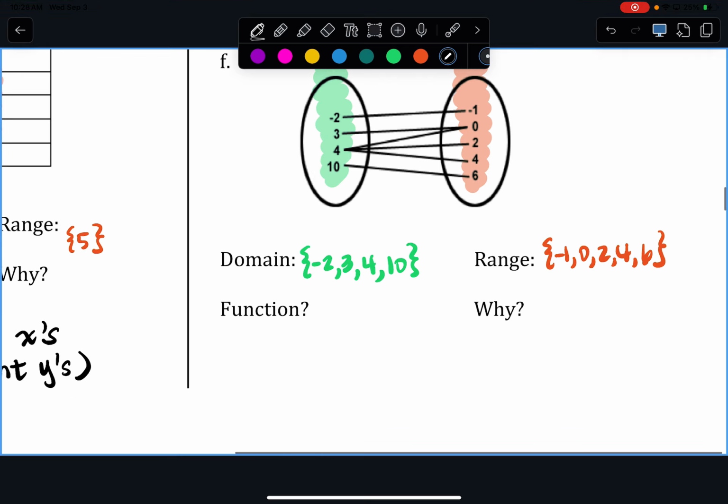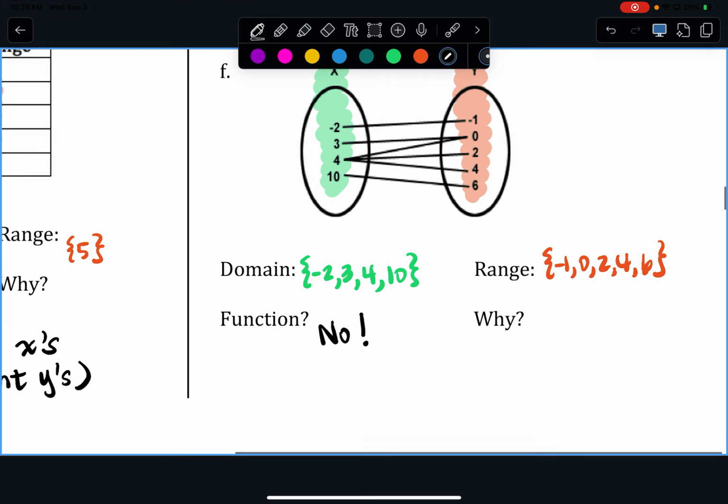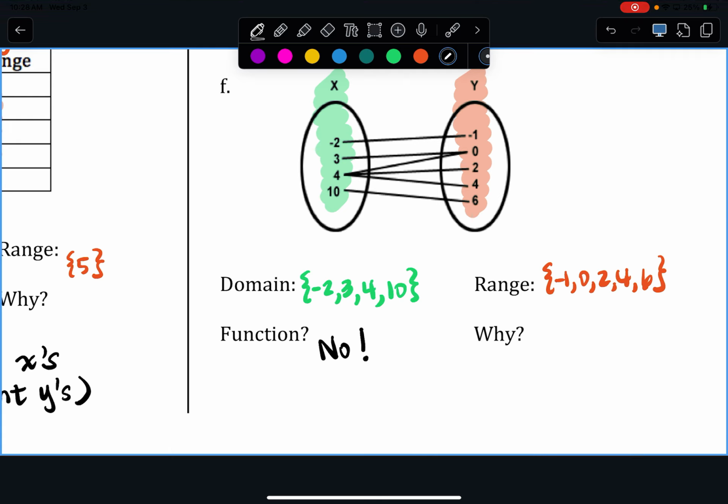Now, is this one a function? No, absolutely not. And which number is causing it not to be a function? This guy. Look at that 4. He's being used 3 times. He's got 3 lines. So if we were to write coordinates, that would be (4, 0), (4, 2), and (4, 4). I'm putting in the same x and getting out 3 different y's. That's like a horrible failure of being a function, right?